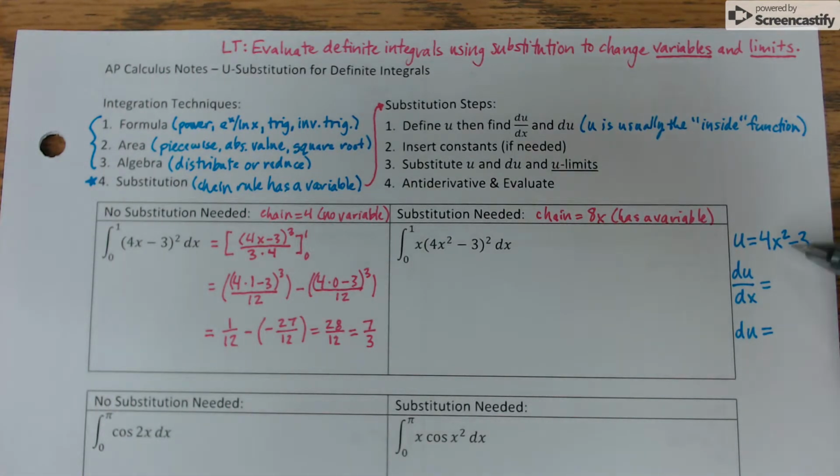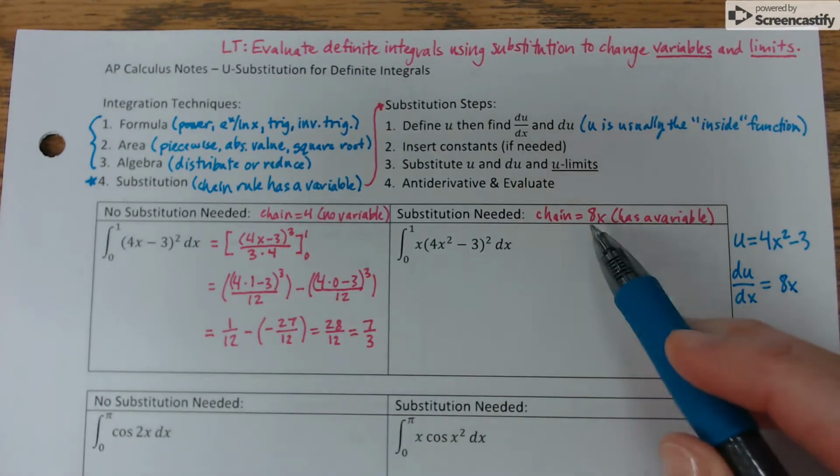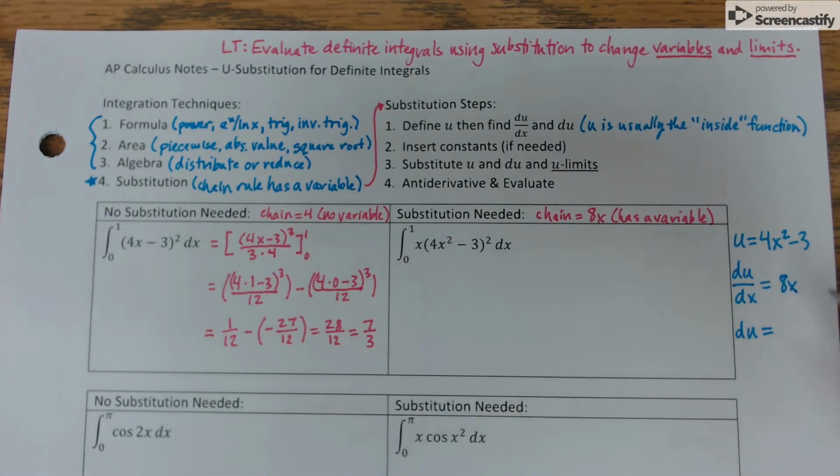So once you've decided what u is going to be, you find the du/dx, which is the derivative of u with respect to x, which is 8x, and that's something we had already thought through by checking the inside chain. And to get du by itself, I simply multiply both sides of that equation by dx, so you get 8x dx.